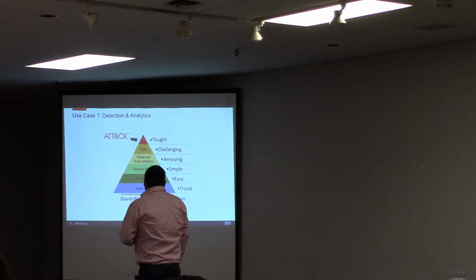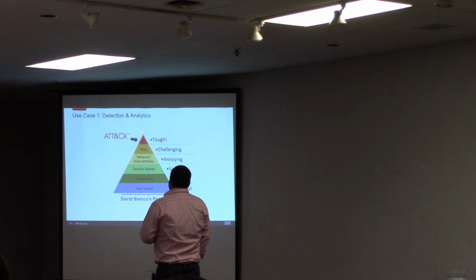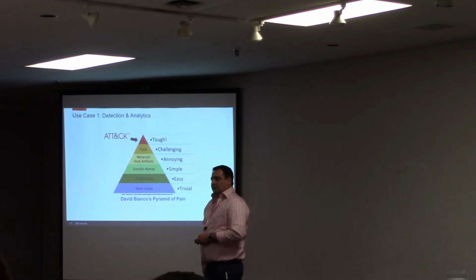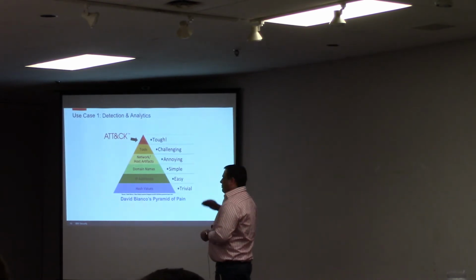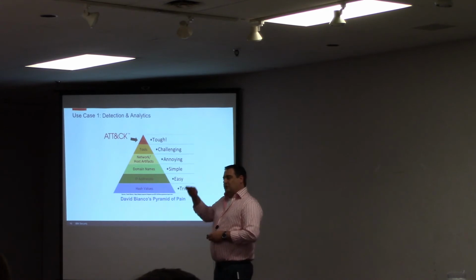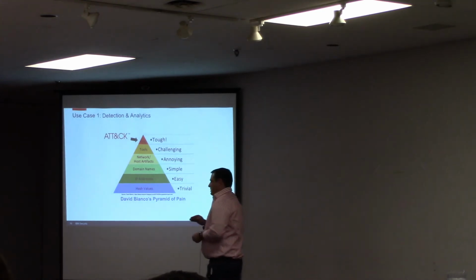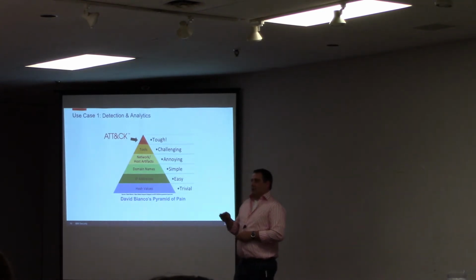Dave created this idea of a pyramid of pain where if you're an attacker and you're trying to get into someone's environment, there's a level of pain that you incur as people start to defend against you, right? And that pain involves what's the easiest thing for you to change. So if I'm an attacker and I'm attacking you, and you started detecting me, what's the easiest way that I can evade your detection, right?